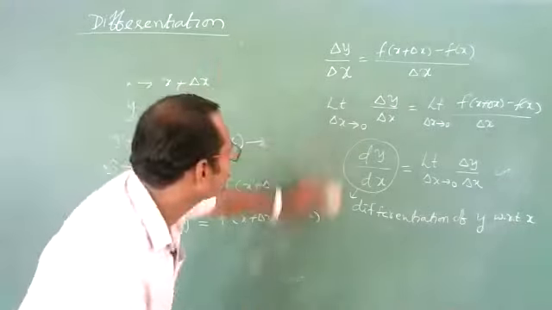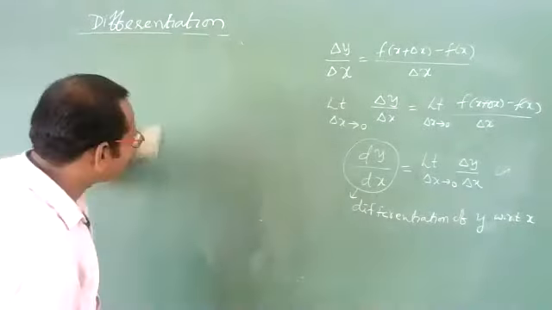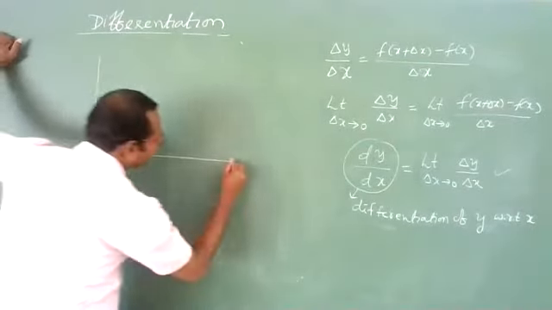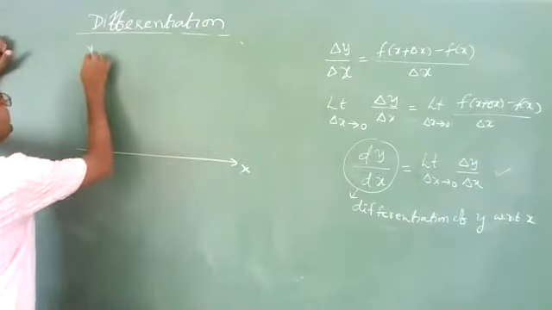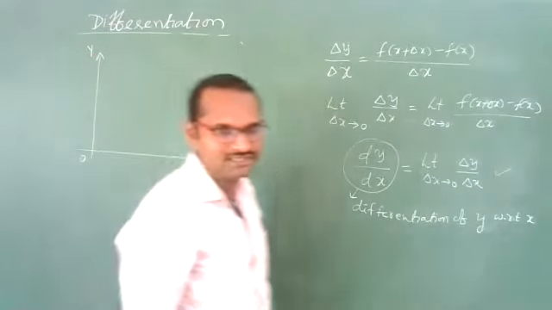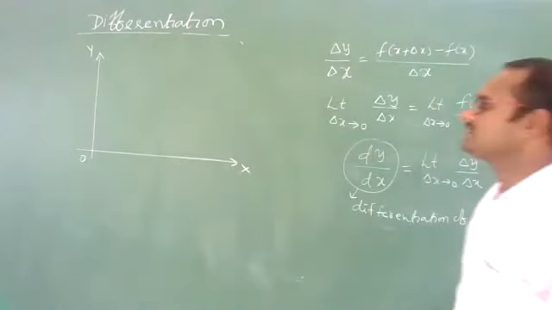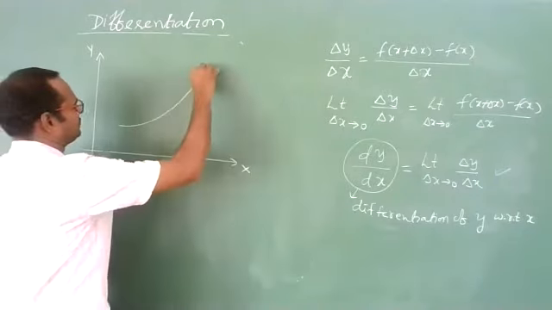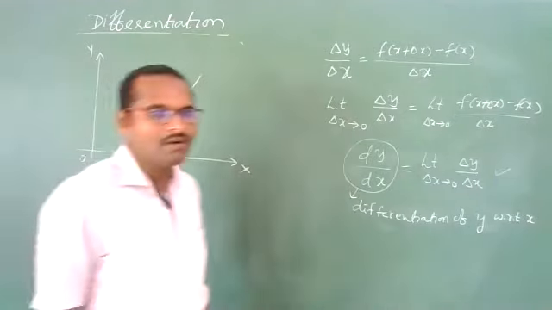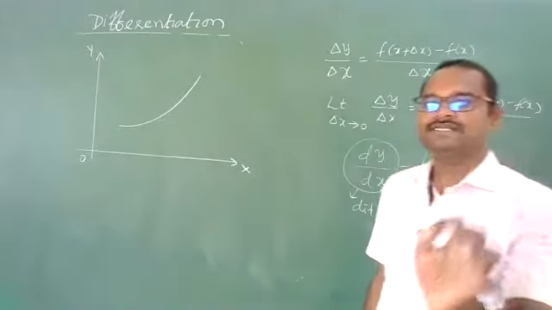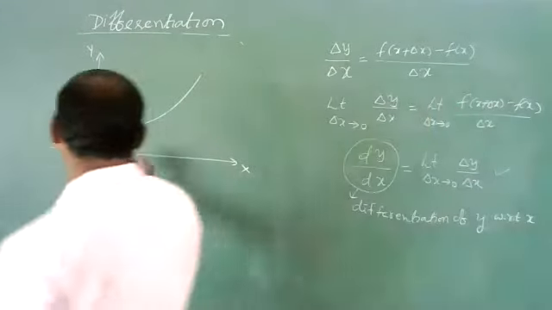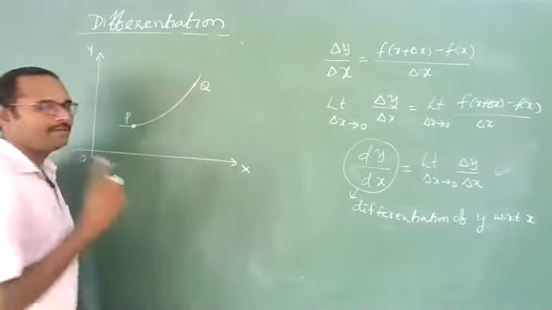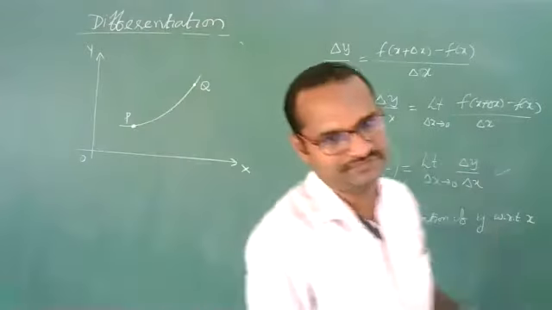Okay. Yes. Students, let us suppose we are having one frame of reference like this. Cartesian coordinate plane: origin, x-axis, y-axis. And in this, let us suppose we are having one graph like this. Now, on this graph, let us locate 2 points. One point I am taking as P, another point I am taking as Q. P and Q are the 2 points on this graph.